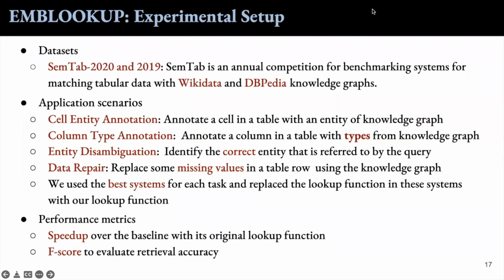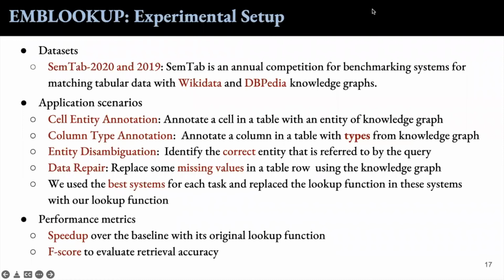Cell entity annotation that annotates a cell in a table with an entity from the knowledge graph, column type annotation that annotates a column with a type from the knowledge graph, entity disambiguation that identifies the correct entity that is referred to by a query, and data repair, which is to replace some of the missing values in a table row using the knowledge graph.